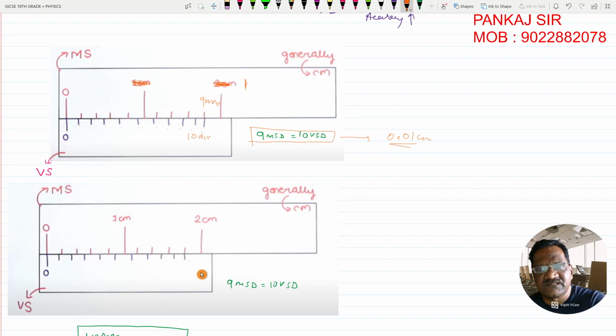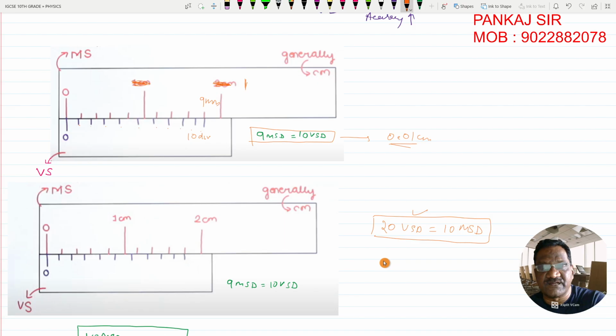Now, there can be another case. But you can have 20 vernier scale divisions coinciding with say 10 main scale divisions. This situation can also arise, but in this case the least count will be different. Let us try to find out the least count in this case.